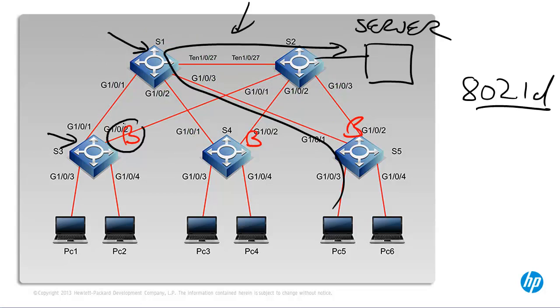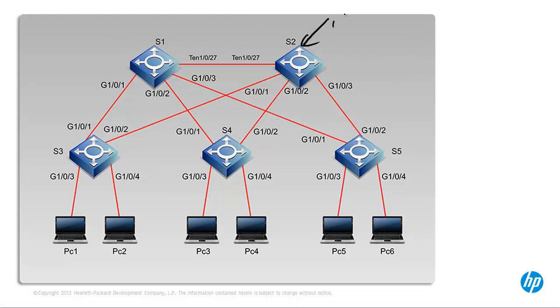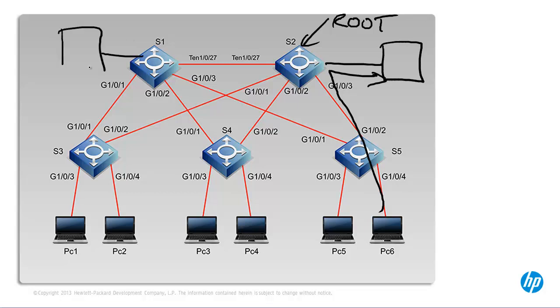These uplinks are not used at all with 802.1D. Traffic is going via the root switch to the server. Now you may argue, why don't you just make this switch the root? And that would work well in this situation where the server is on the right hand side. Traffic would then traverse across port 2 directly to the server. But if you had a server connected to this core switch, traffic would have to go via switch 2 to that server. Not all uplinks are used.